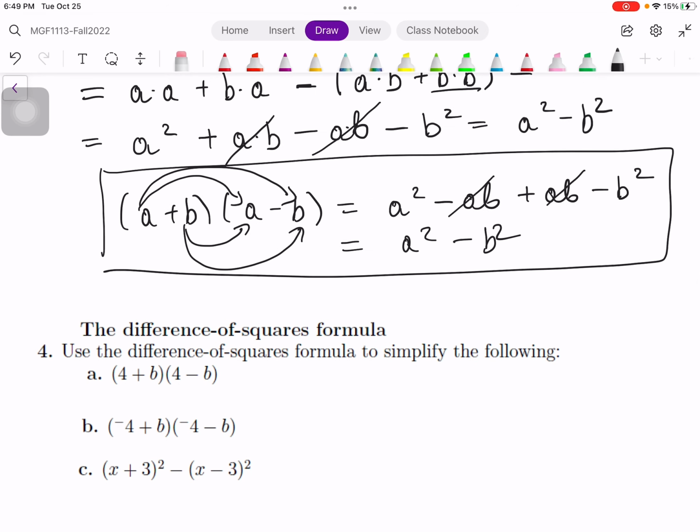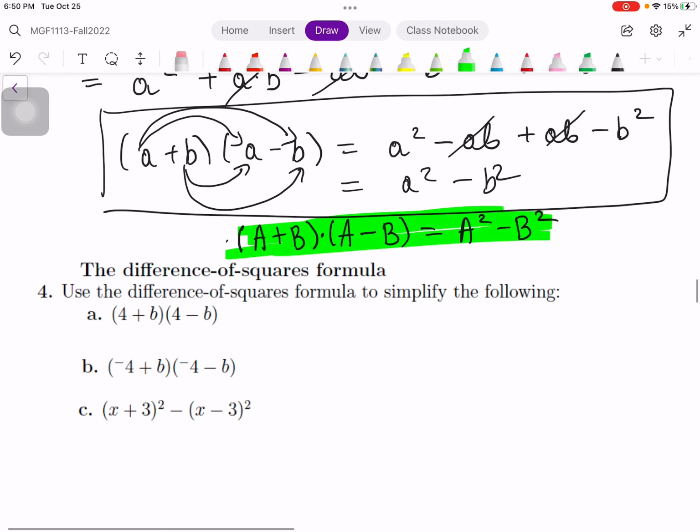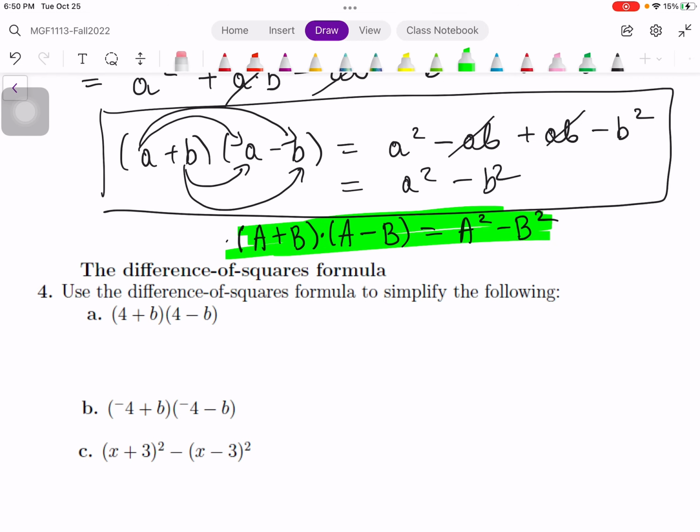That brings us to the formula that whenever you have, I'm going to use capital A and capital B, whenever you have a difference and a sum, whichever way you start is the same. One is the difference, one is the sum. Doesn't matter which one goes first. That will become the difference of squares. Okay, this is the difference of squares formula. So let's use that instead of foiling every time. Let's use the difference of squares formula.